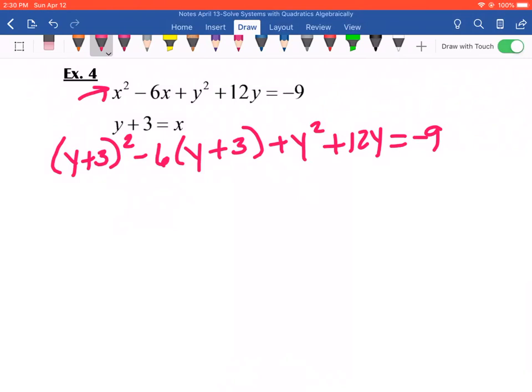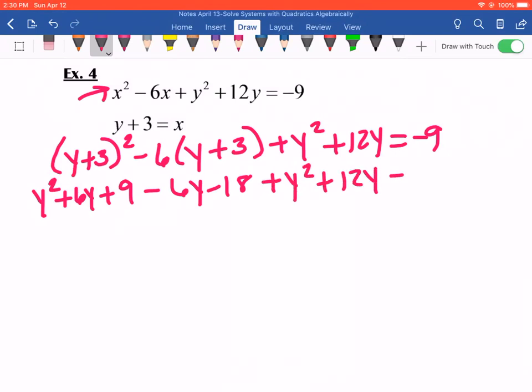All right, so now we need to go ahead and clean this up. So y plus 3 squared, we want to FOIL that, and you end up with y squared plus 6y plus 9. Distribute the negative 6 throughout the y plus 3, and we get negative 6y minus 18. Bring down your plus y squared plus 12y, equals negative 9. Now we need to combine like terms. y squared and y squared gives me 2y squared. Positive 6y, negative 6y, those cancel one another. They eliminate. Bring down your positive 12y.